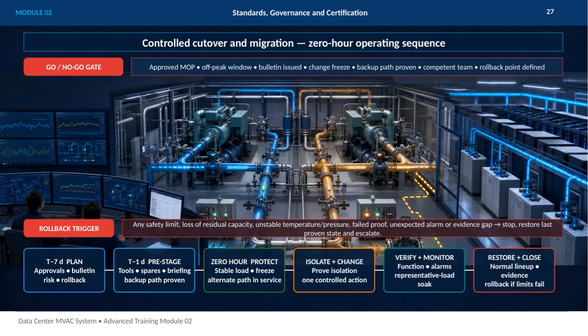Then, at T-1 day, we move into the pre-stage, confirming tools and spares are ready, the team is briefed, and the backup path is proven reliable. At 0 hour, we protect the stable load by freezing operations and activating the alternate path to ensure continuous service.